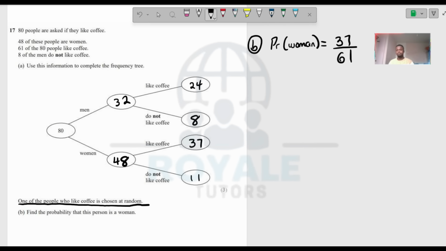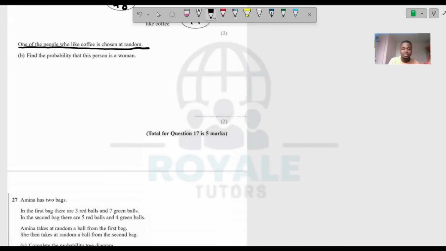37 out of 61. Take note, this is not 48 out of 80, because we are not saying a woman out of all of the people. He said out of those who like coffee, what is the probability that this person is a woman. So check how many women like coffee. That's 37 divided by how many people are in the coffee class. So that's 61. All right, so let's see.